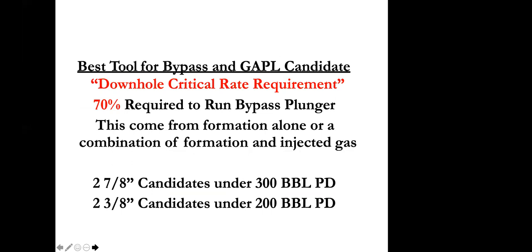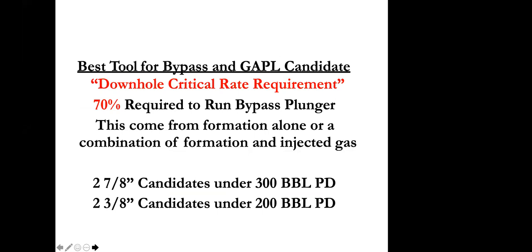On the next slide, if it does fit that minimal gas requirement for a bypass plunger, we take it a step further. When we're evaluating bypass plunger applications, whether for a bypass or a GAPPL candidate, the best tool we found is a downhole critical rate calculation. Then we use a percentage of that to determine whether our plunger has a good chance of running.